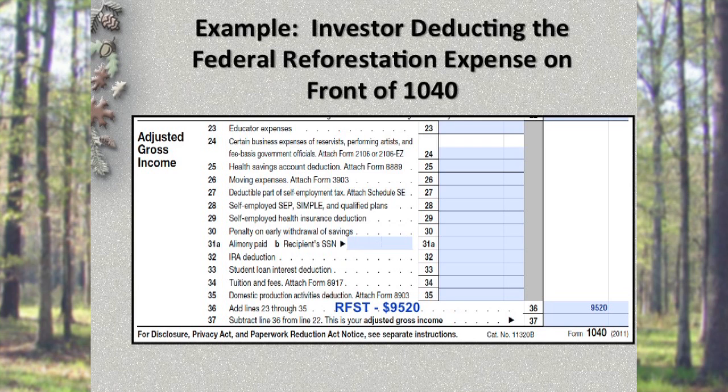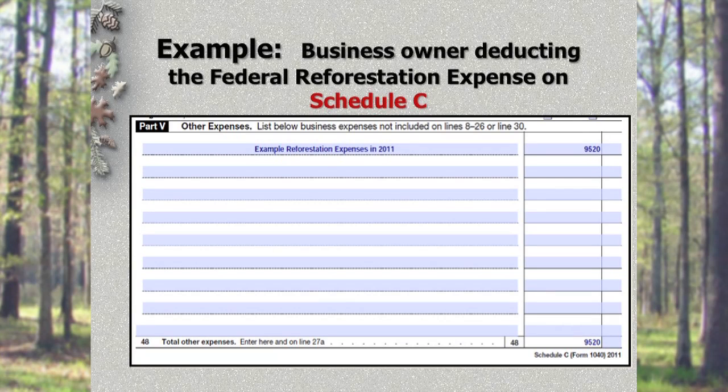Here's an example of how to deduct it on line 36 of your federal 1040 form. So it doesn't go on Schedule A, it goes on the front of your 1040. Very aggressive way of deducting your expenses. Most software will allow you to do this. If not, I'm sorry. You have the right to do this, you just may not have the ability on your software package. Here's an example of how a forest landowner, as a business, would be able to deduct it on Schedule C.